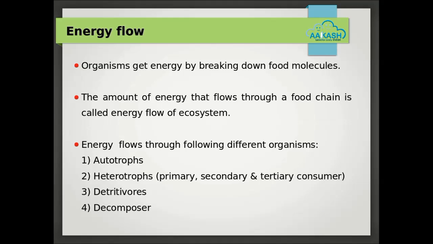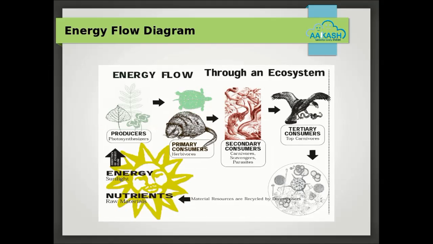Detritivores or scavengers. They get their food from organic wastes and dead bodies produced at all levels, from producers to consumers. These include crows, pigs, vultures, etc. The organisms which break down dead organisms and help the nutrients return back to the soil are called decomposers. These include fungi, bacteria, etc. The diagram shows how energy flows through the food chain.